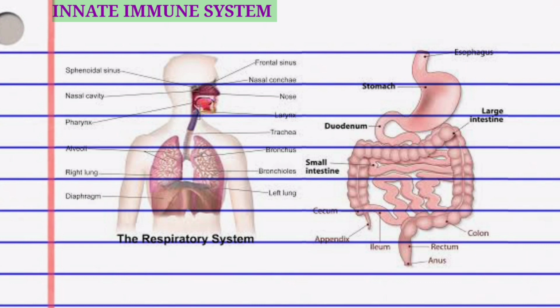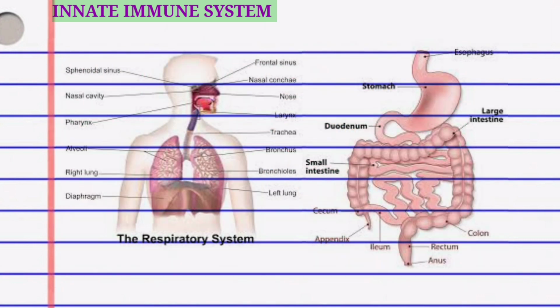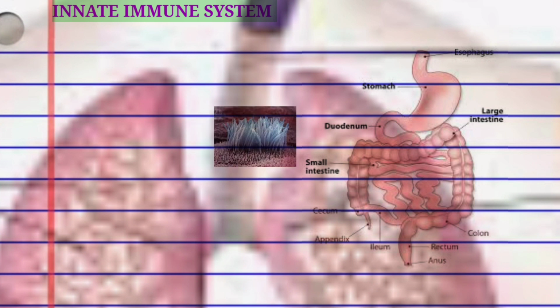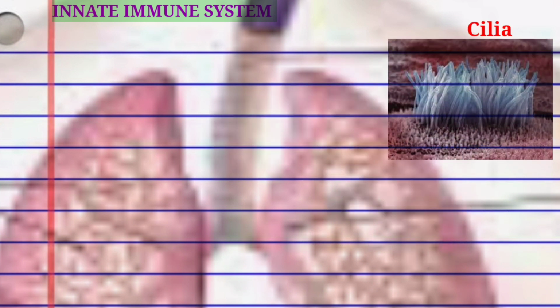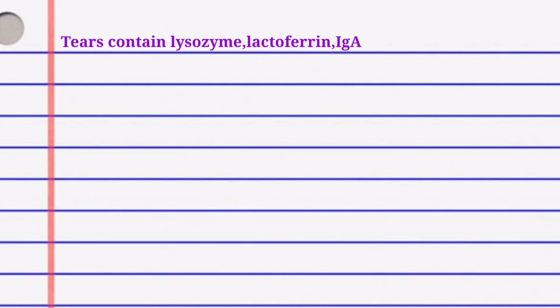Similarly, respiratory and gastrointestinal tracts are lined by mucous membranes. Mucous membranes entrap foreign microorganisms. The respiratory tract is also covered by cilia, which are hair-like projections of the epithelial cell membranes. The synchronous movement of the cilia propels the mucus-entrapped microorganisms out of these tracts. The tears contain lysozyme, lactoferrin, and immunoglobulin A, and thus provide chemical as well as physical protection.